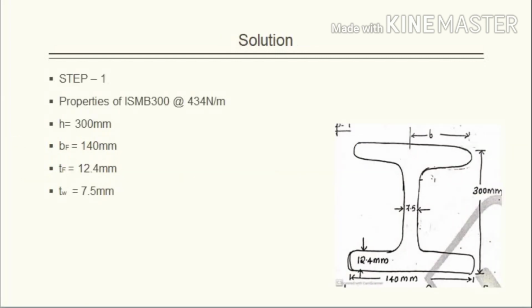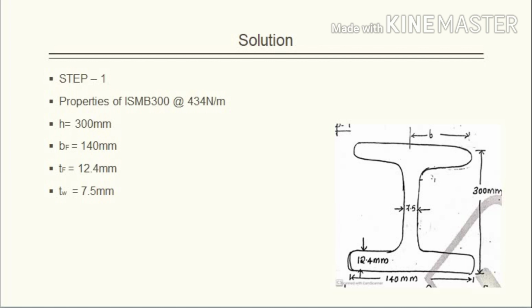So solution, first of all you have to find the properties of the ISMB 300 section, either from the steel table or from SP 6. Here I have written the properties: H is equal to 300 mm, BF is equal to 140 mm, TF is equal to 12.4 mm and TW is equal to 7.5 mm. So what is BF? Breadth of flange, 140 mm. And what is TF? Thickness of flange. And TW is the thickness of web.